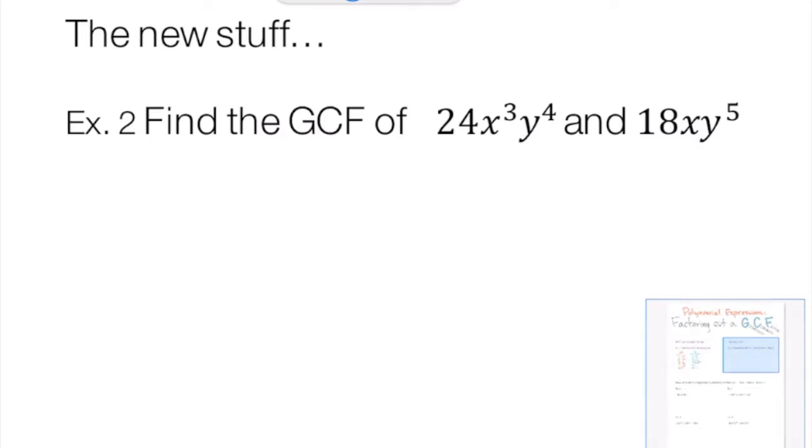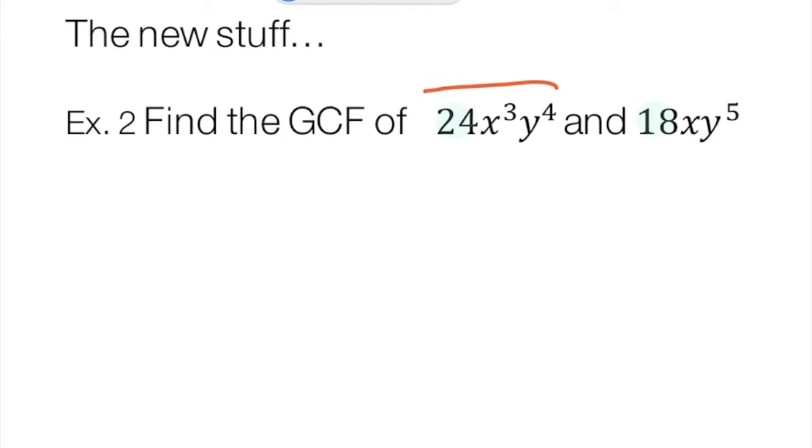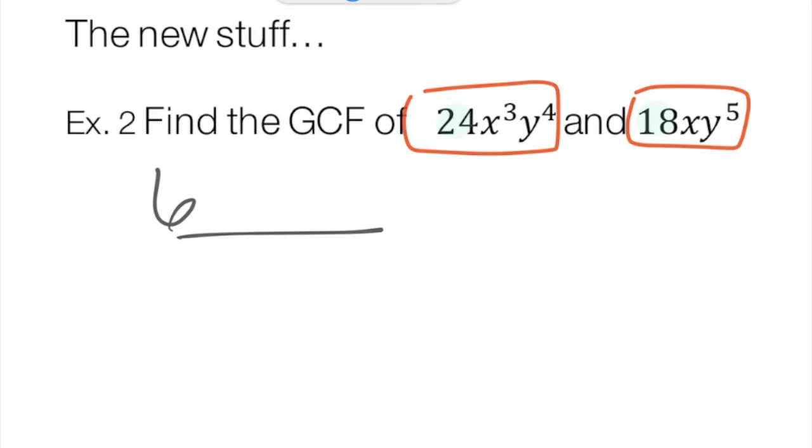All right, so now this is what's new. Instead of just having the numerical parts like the 24 and the 18, I'm going to add in variable parts. So we know already if we want to find the GCF of my first monomial, 24x cubed y to the 4th, and my second monomial, 18xy to the 5th, we already know the numerical part of that GCF because it's the same numbers from example 1. So we know it's going to be 6 and then something. So let's just talk about the variable parts of that.